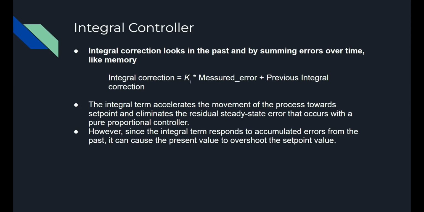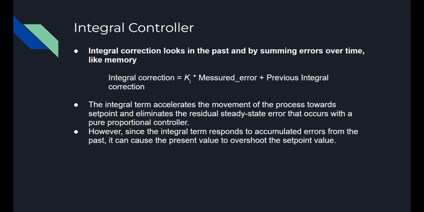The integral term accelerates the movement of the process towards the set point and eliminates the steady state error that occurs with a pure proportional controller. However, since the integral term responds to accumulated errors from the past, it can cause a present value to overshoot the set point value. Issues that can occur with the integral: oscillation and stability decrease.